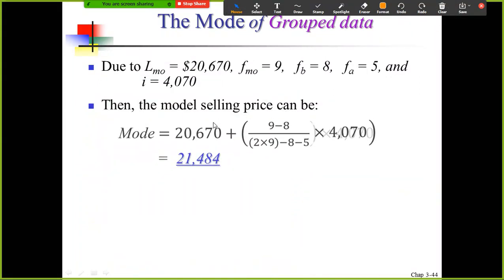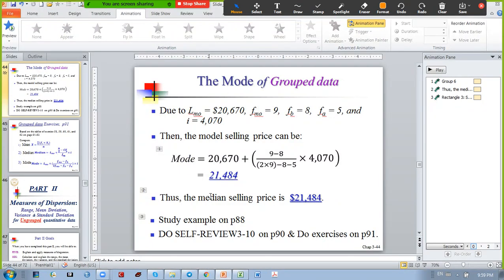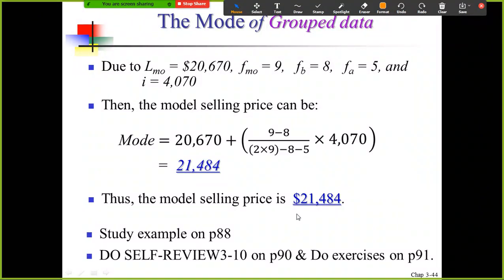That's why we have 21,484. This is the modal class, not the median class. Mode price, or modal price. Okay, the modal price is 21,484, which is lower than the mean. Mean is 21,755. The mode, 21,574, is lower than the mean.